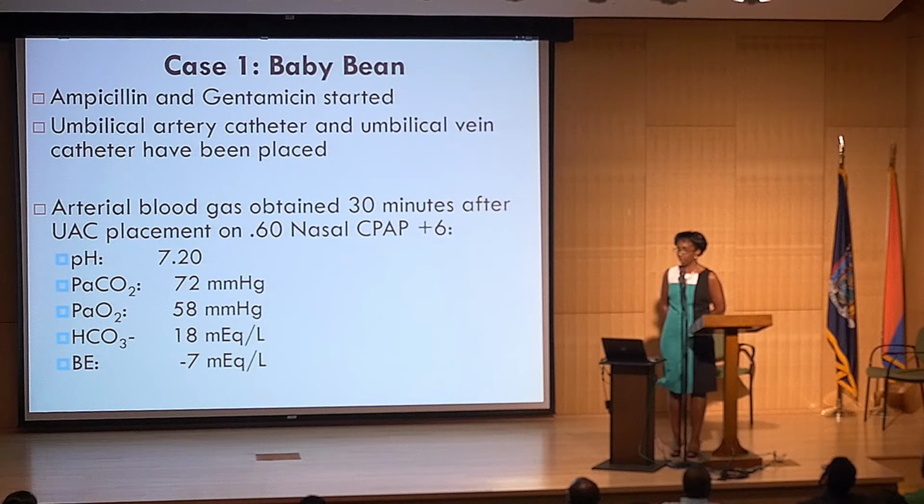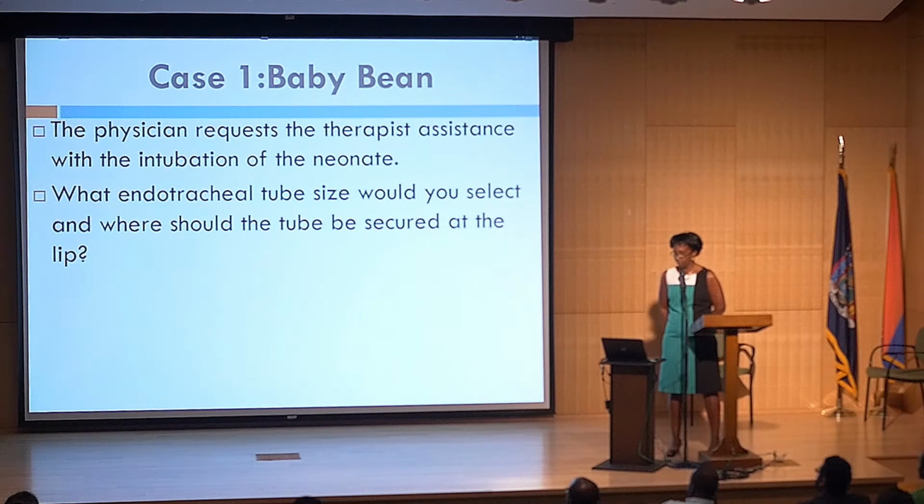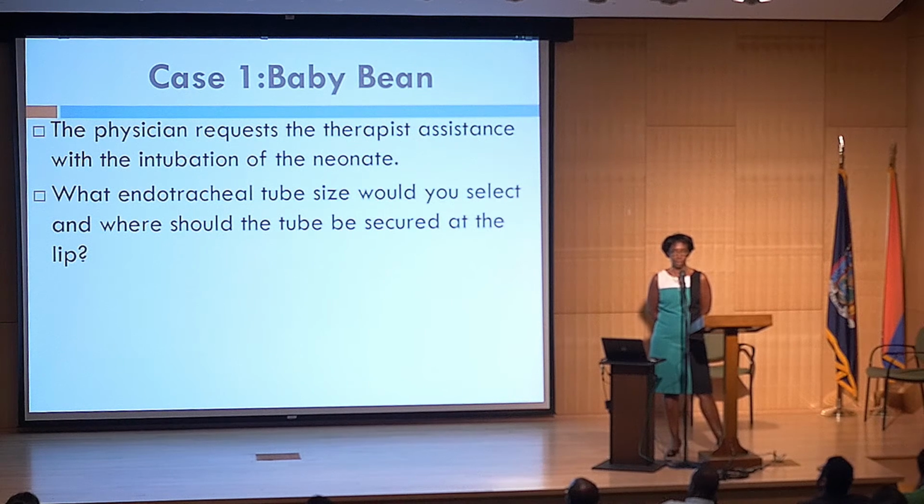Right? And this is the blood gas. So the blood gas is 7.20, 72, 58, 18, and -7. So this is a respiratory and metabolic acidosis. So now the physician wants your assistance because this baby has to be intubated. So just kind of think about it. What size endotracheal tube would you want for this particular baby?